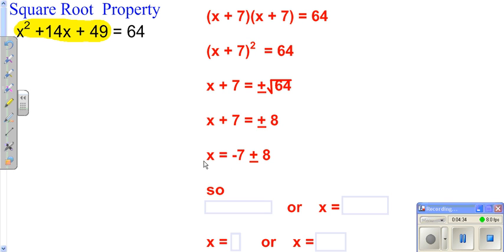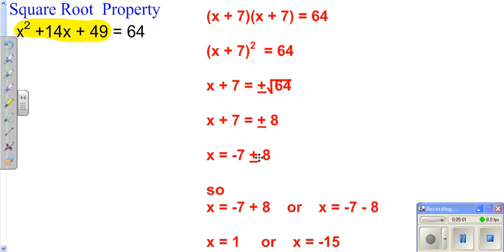both sides. Now, since it's a normal number being added or subtracted after the plus or minus, we're going to break it apart into two options. The negative 7 plus 8 and the negative 7 minus the 8. And we're going to work out each one of these. So here we would get 1. Over here we would get a negative 15. And these would be our two answers.